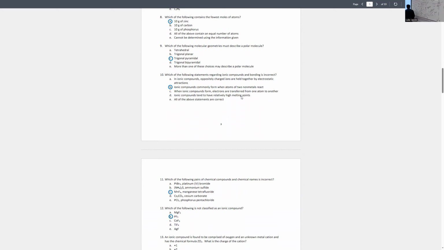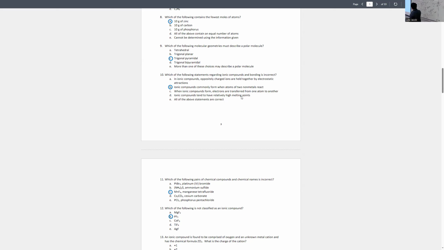For number 9, is it only trigonal pyramidal, or can it be tetrahedral? The question describes a polar molecule. Like I was saying, it doesn't have to be trigonal pyramidal, but based off the options that they gave, trigonal pyramidal is the only option. If you look at all these, the base geometries are nonpolar.